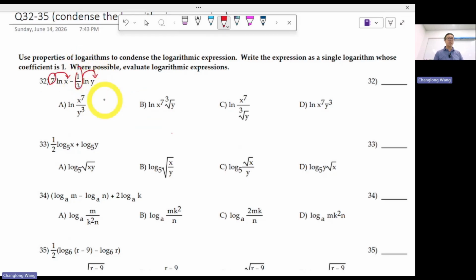And since you're subtracting a term associated with y from the first term, this guy should go to the bottom. So I'd say C, right? Power 7, now the power 1/3 becoming the cube root, and this guy is supposed to be on the denominator since you have a negative sign, right?